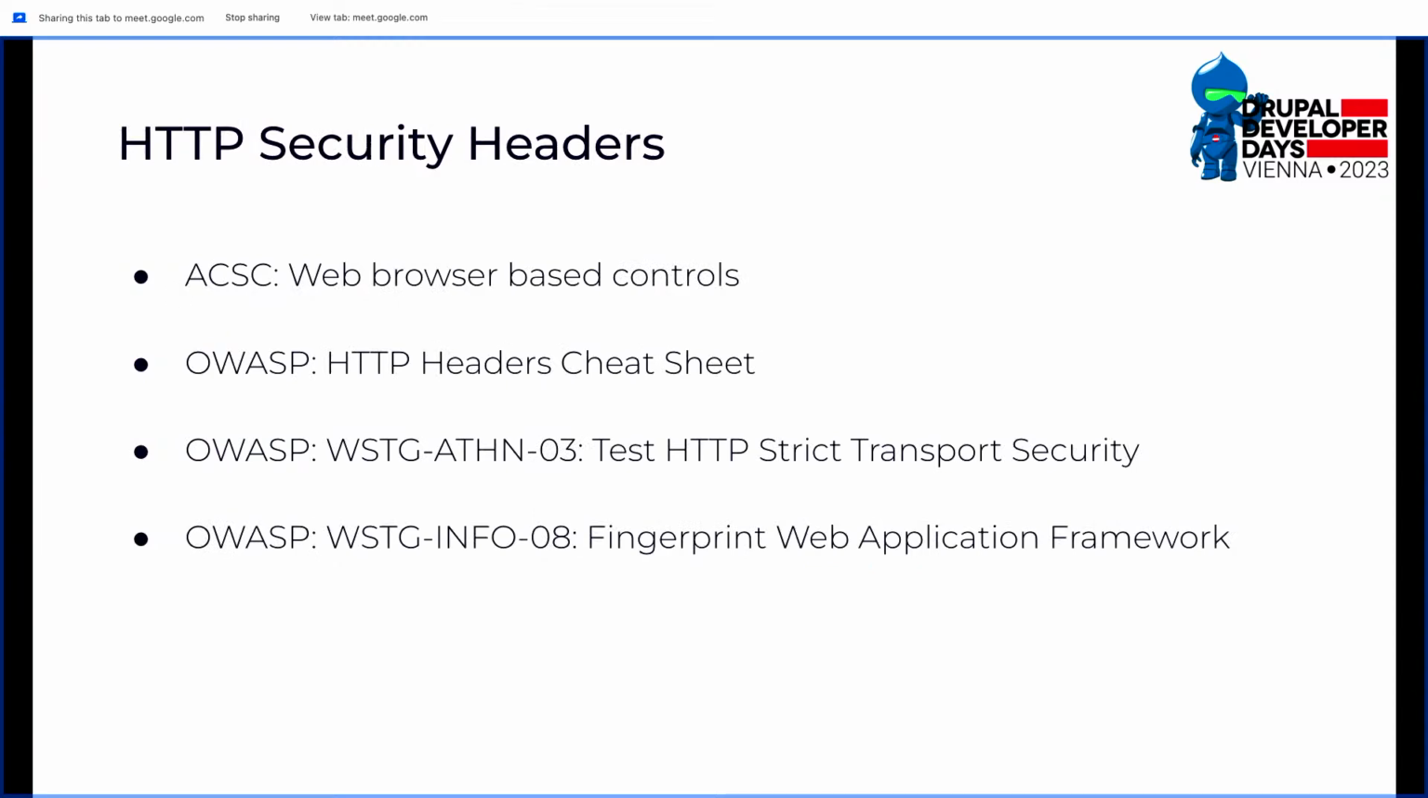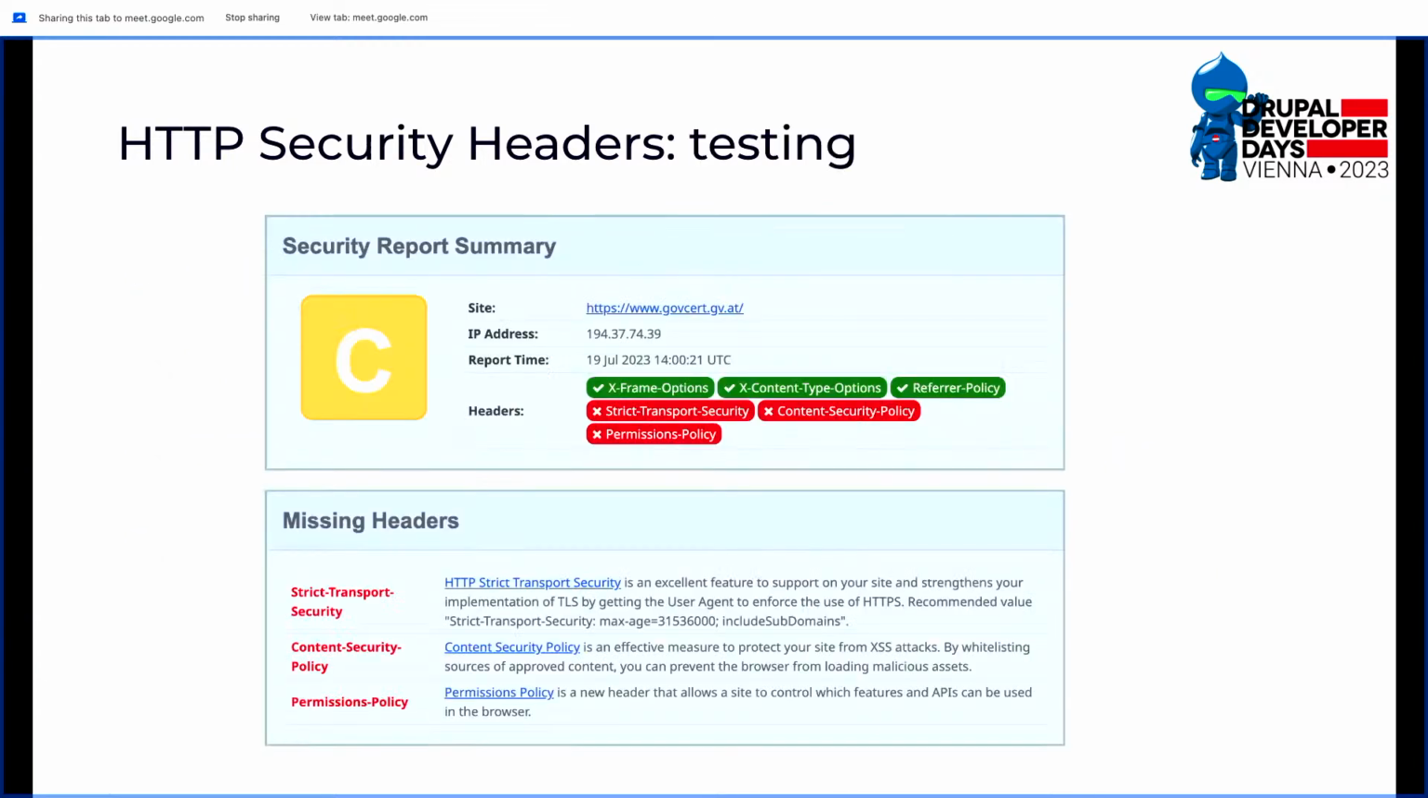So next one, HTTP security headers. We have security headers to make sure that browsers become more secure. And at the same time, the last one is from OWASP. It says, please remove your framework fingerprint of the application. So you know the header X-Generator, which is Drupal. There is a module for that.